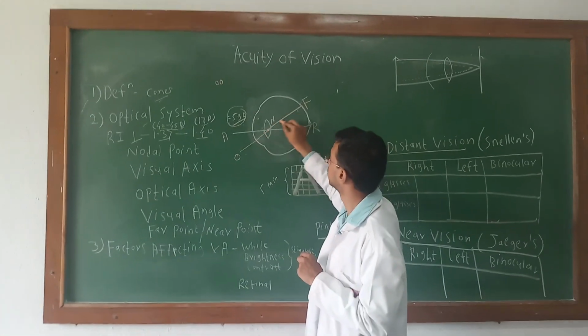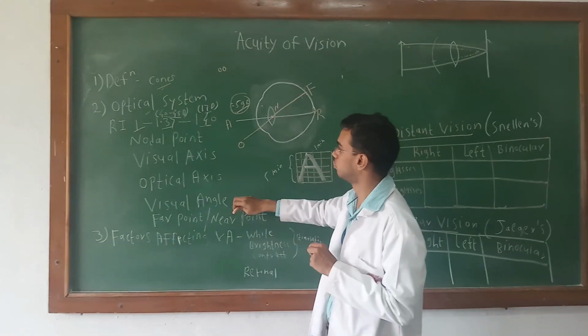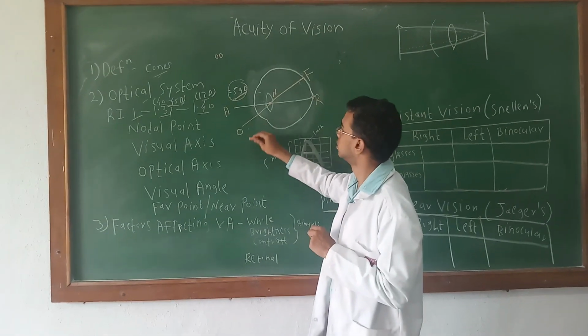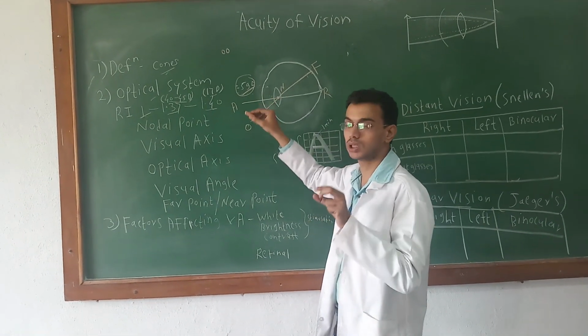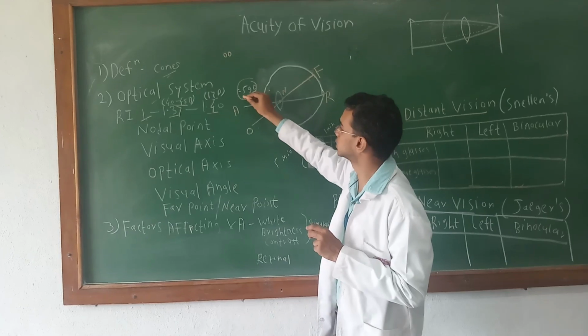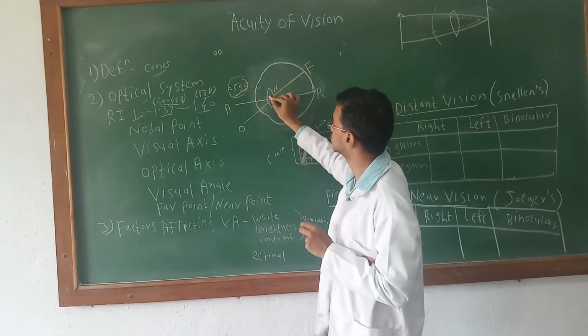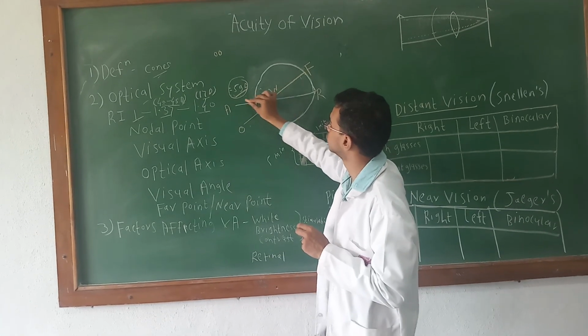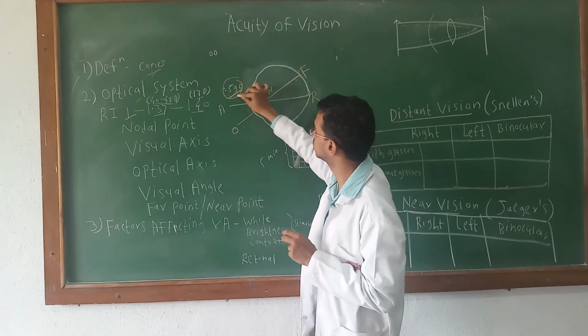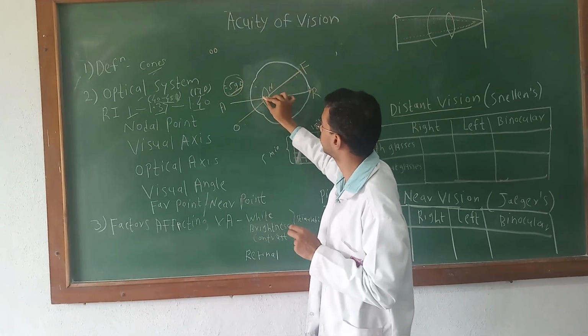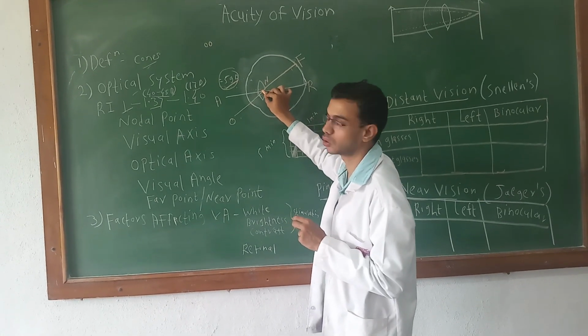So this is called the visual axis. Now, visual angle is nothing but, if the rays are coming from a particular object, they form an angle at the visual axis. That is called the visual angle. In this diagram, this is the visual angle which is formed at the visual axis at the point of the nodal point.